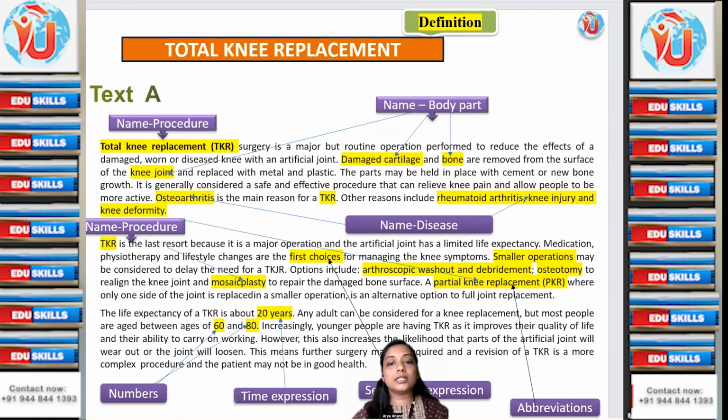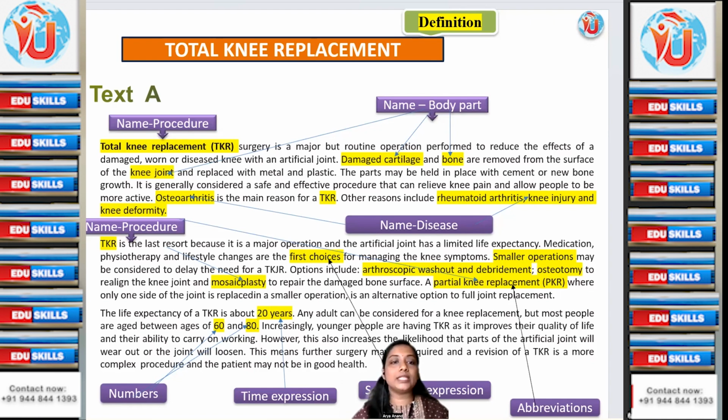Then here it's choices. Sequential expression. Smaller operations, physiotherapy. Arthroscopic washout and debridement, osteotomy, then mosaicoplasty. Then again here PKR, that is partial knee replacement. Then 20 years, 60 years, 60 and 80. So these are the numbers.